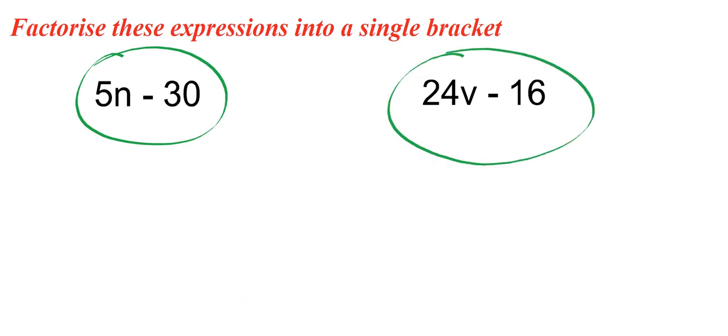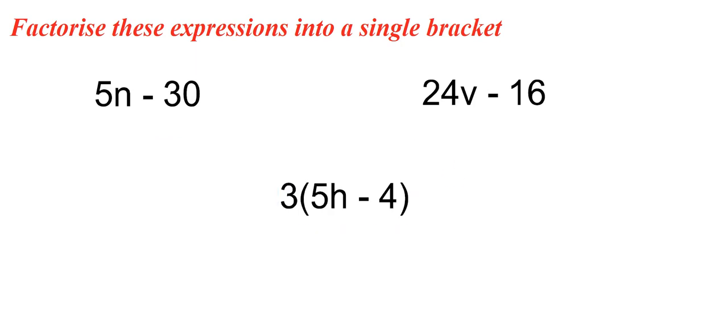You may be familiar with problems where we get asked to multiply out a single bracket. The process looks like this: 3 times this term, 3 times 5h, equals 15h, and then 3 times minus 4 is minus 12, and so that would be the answer.